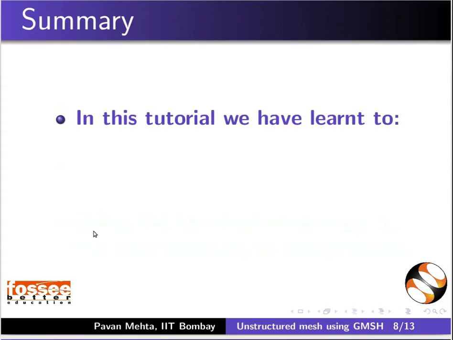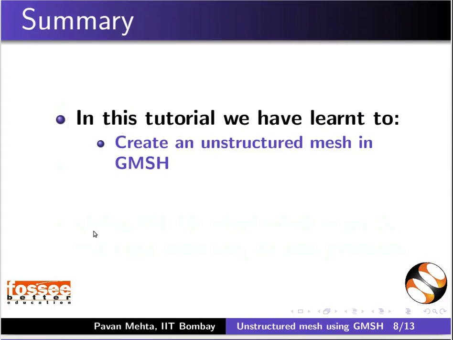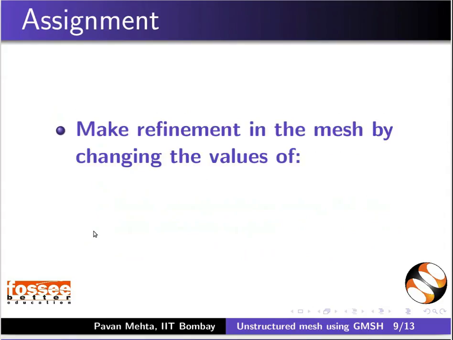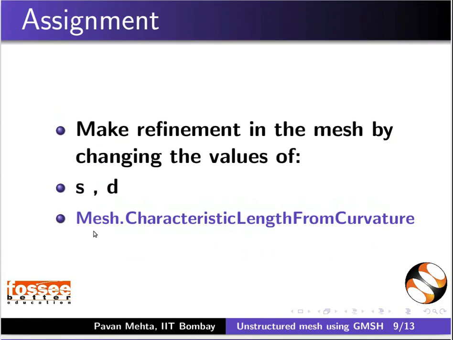Let us summarize. In this tutorial, we have learned to create an unstructured mesh in Gmsh, create plane surfaces, and do basic manipulation using the file with extension .geo. As an assignment, make refinement in the mesh by changing the values of S, D, and Mesh.CharacteristicLengthFromCurvature.